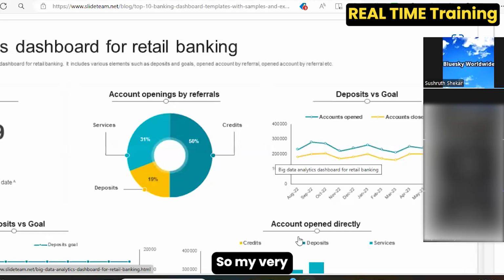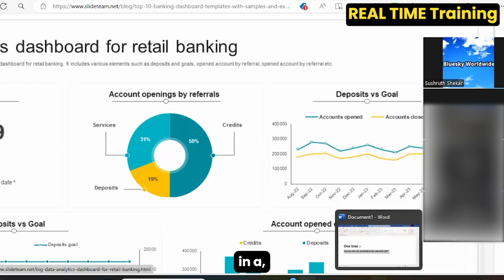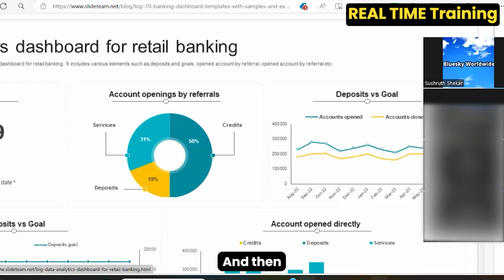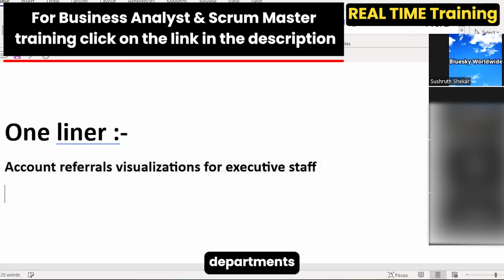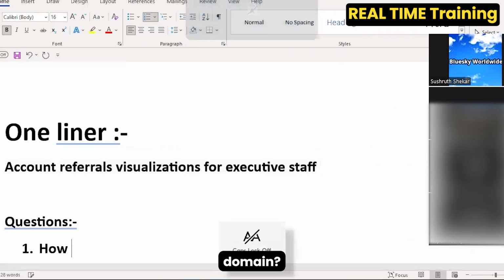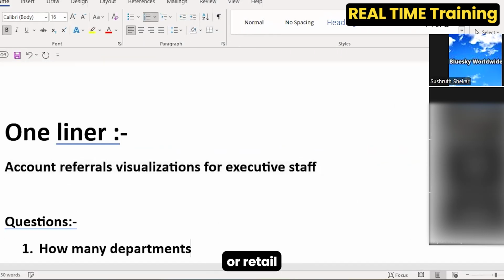Okay, so my very first question to the stakeholders will be: how many departments are there in the particular bank you're operating in? And this account referrals work which you will be doing, is it for what kind of domain? I mean, is it corporate, retail or investment? And then what is the employee ratio of deposits?